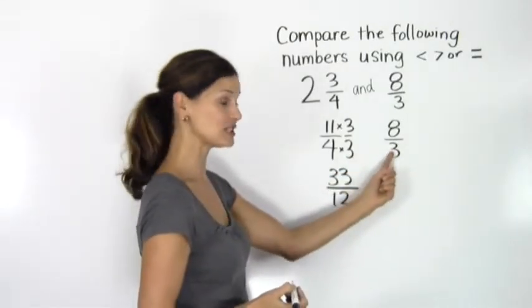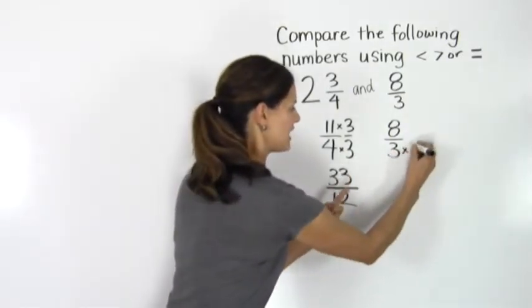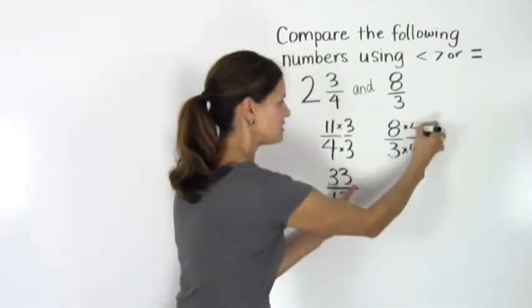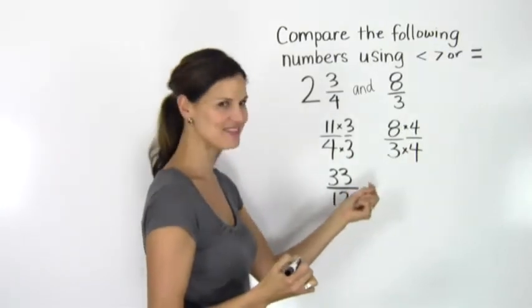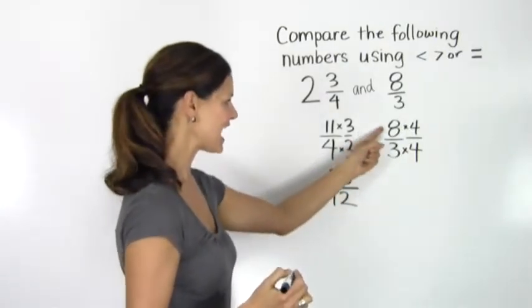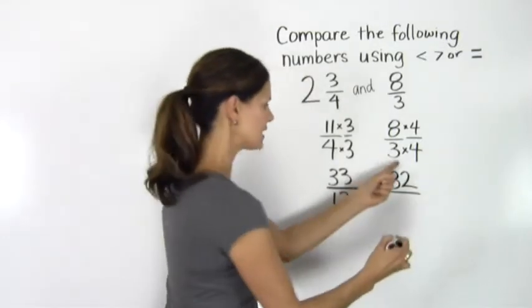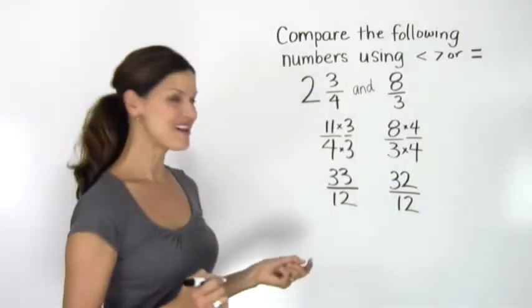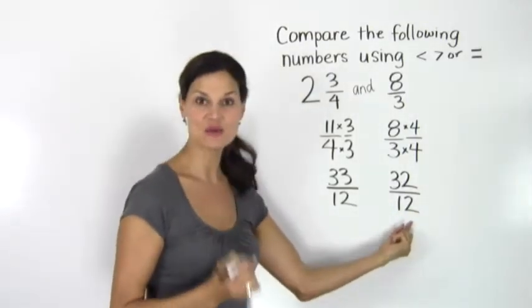And then what do I multiply 3 by to get 12? Multiply it by 4. Whatever I do to the denominator here, I have to do to the numerator so that I'm multiplying by 1 and not changing the value. So I've got 8 times 4 equals 32. 3 times 4 equals 12. And now I've got two fractions with common denominators of 12.